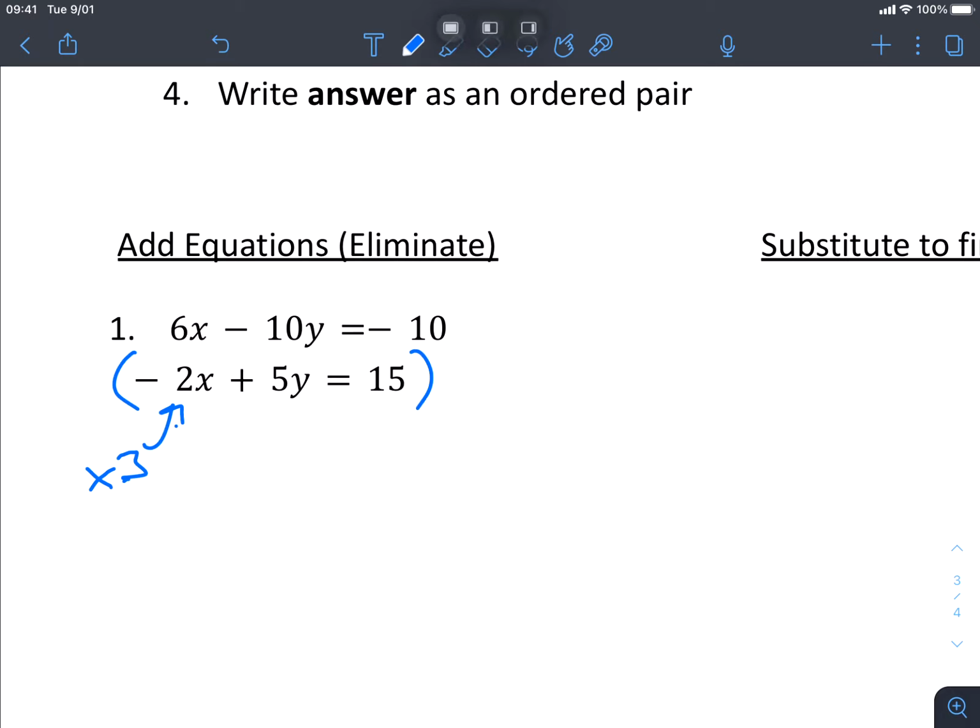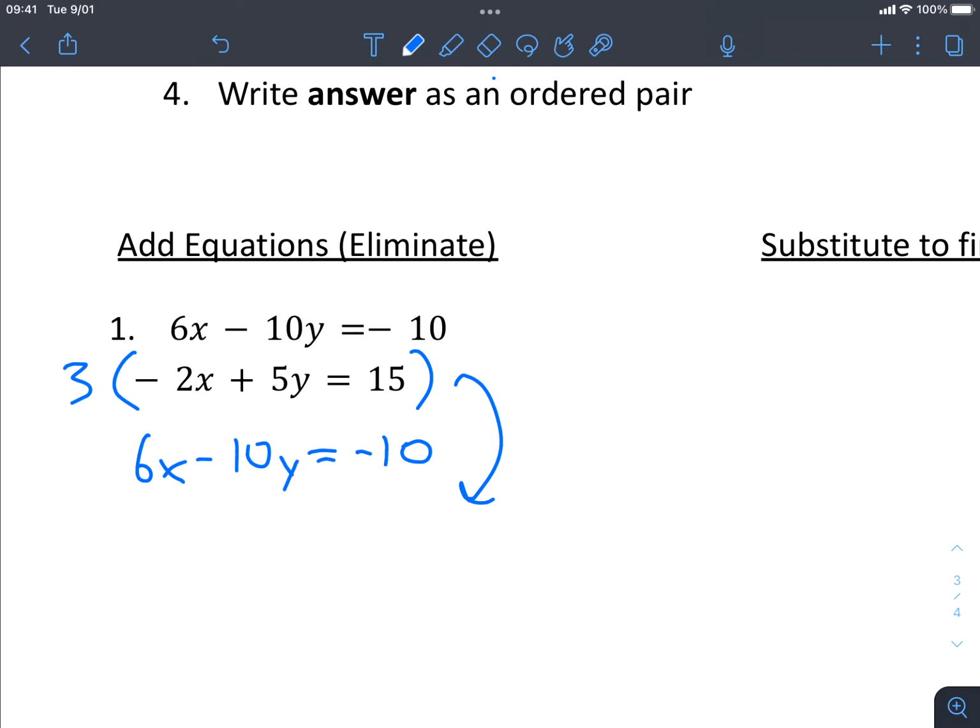So it sort of looks like the distributive property in a way, where I multiply the whole equation, the second equation, by 3. So what I'm going to do is rewrite my first equation. My equation is unchanged. I didn't do anything to it. But my second equation looks like this. When I multiply 3 times negative 2, I get negative 6x. And 3 times 5y is 15y. And 3 times 15 is 45. Now it looks like I can cancel out my x's.